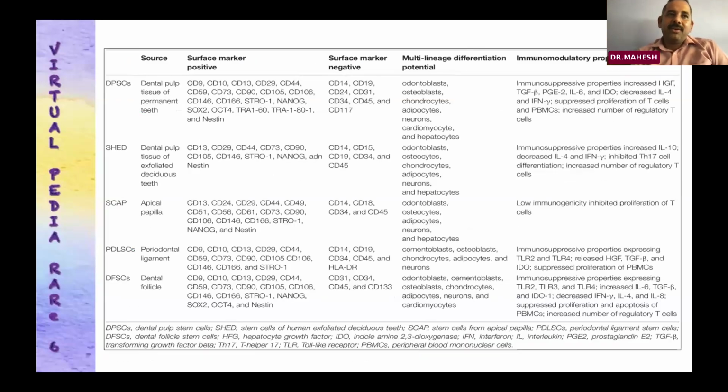So this is one tabular column which shows you the dental pulp, what all stem cells can be derived when we do this revascularization or regenerative procedure. And these stem cells have the potential to differentiate into what all cell types. If you take up the dental pulp stem cells, it can transform into odontoblasts, osteoclasts, adipocytes. So these are the properties. These stem cells can differentiate into other forms of cells.